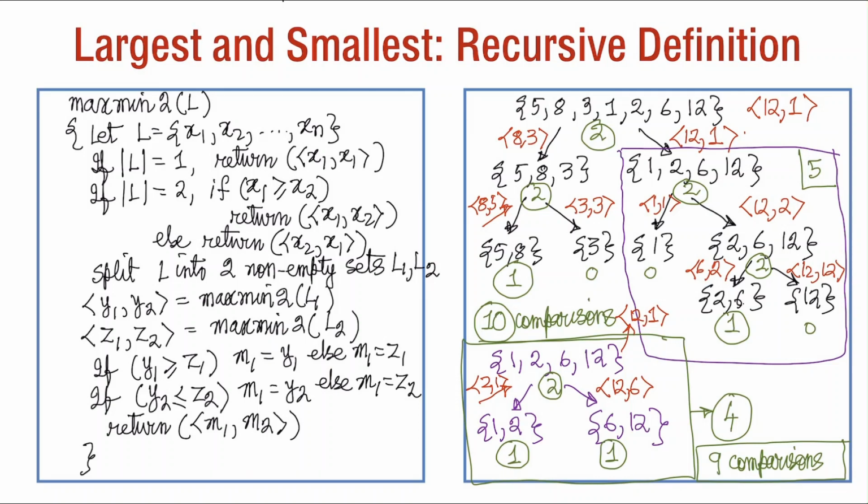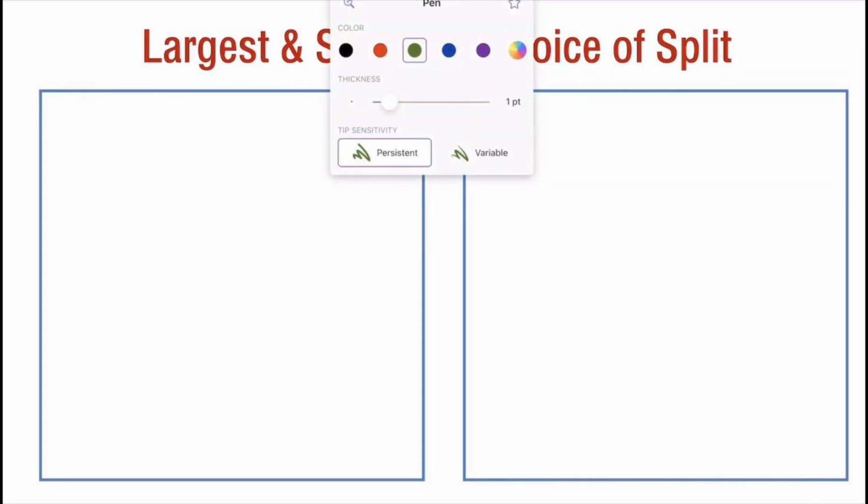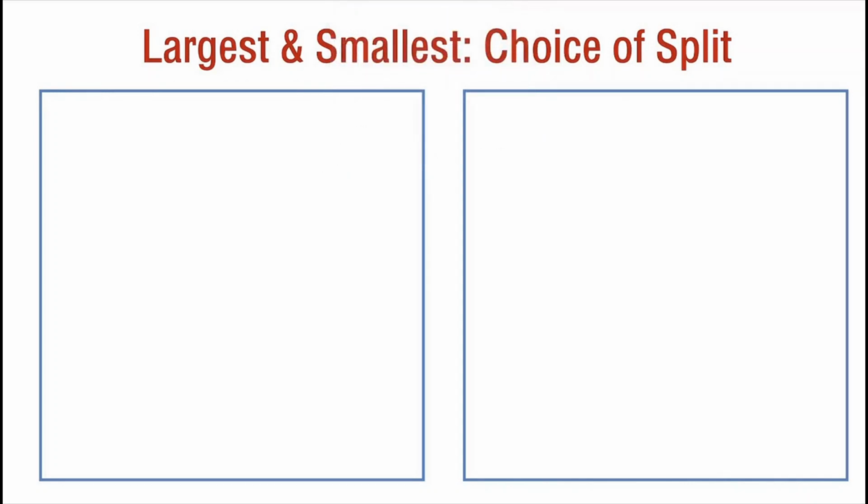There is a slight typographical error in this. In the first sentence here, if y1 equal to z1, m1 equal to y1, else m1 equal to z1 is fine, this should be m2. So we should make this correction before we proceed. So let us go back to the choice of split.